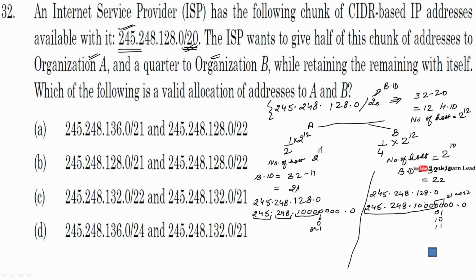Now let's move on to the answers first. In this, the network ID for network A is /21 and for network B it is /22. So we would see in the options. For A it is /21, for B it is /22. That means either option A or B would be right. Options C and D are not right, because for A we are having 21 here, and for B we are having 22 here.